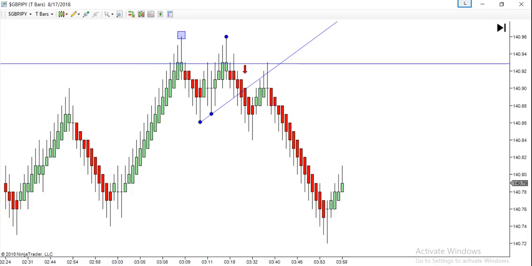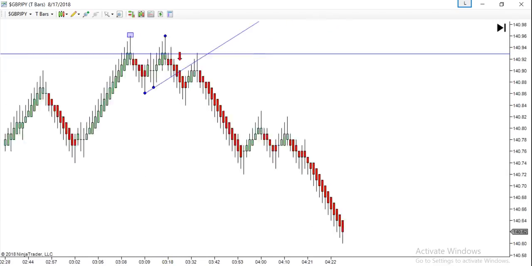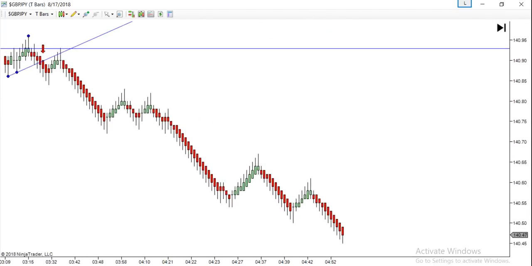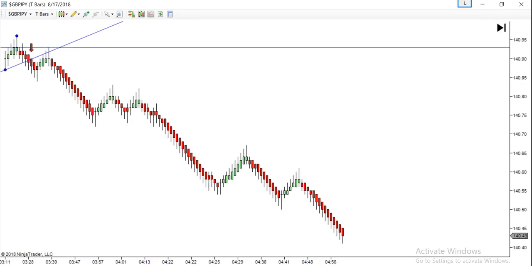So if we keep spinning this forward, let me go ahead and squish this in. Take a look at what happened, right? You can see that we went short right here in the top left. We had a lousy 6 pip stop, right? This market did nothing but drop like a stone.